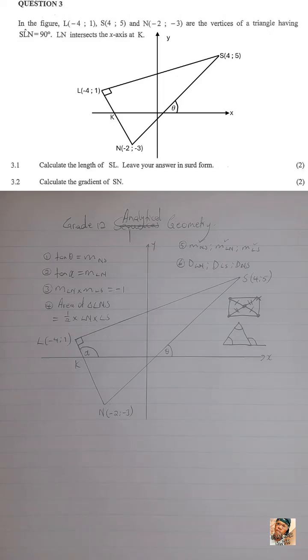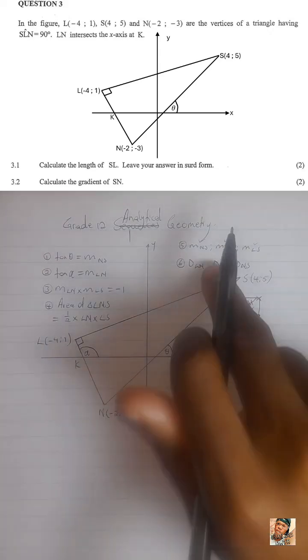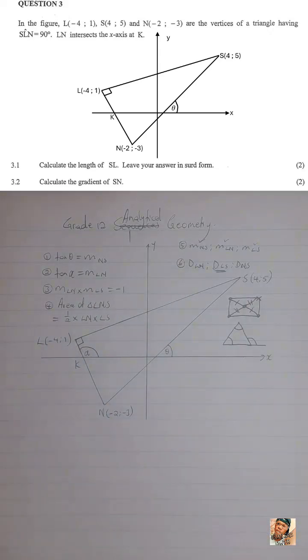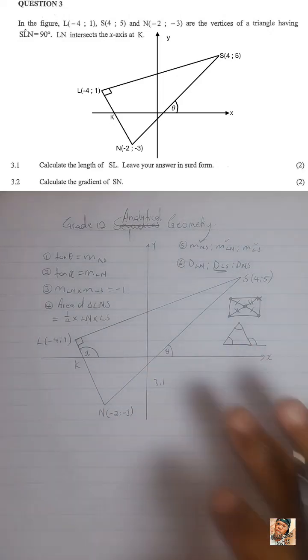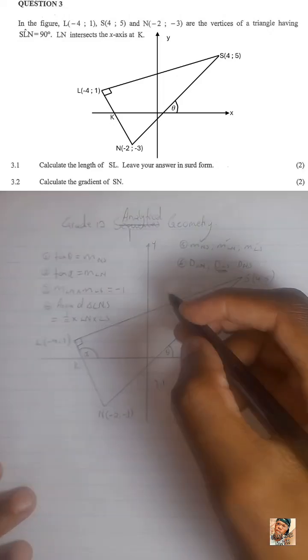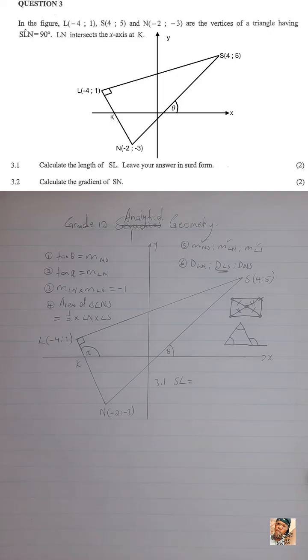which is LS. Of course, we would have expected to be asked to determine the length or the distance of LS or SL, right? So since we have expected to determine that, let us just do that quickly. So we're going to be like 3.1. Because I'm not going to have enough space, I'm just going to write anywhere that space is available. So LS or SL is equal to, the distance formula is there at the back of the paper or in the formula sheet.